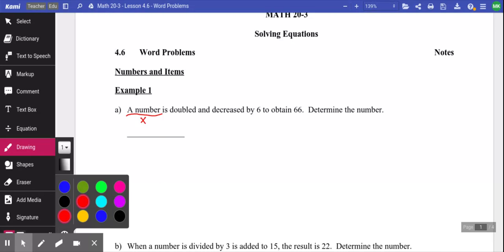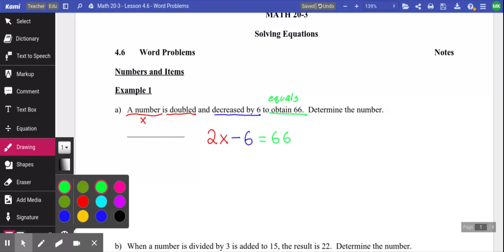So it says a number is doubled. So that would mean 2 times x. Okay, we have a number and it got doubled, 2x. And then it's decreased by 6. In math, decreased means subtracted, and then by 6. To obtain 66, which means equals, right? So that would equal 66.